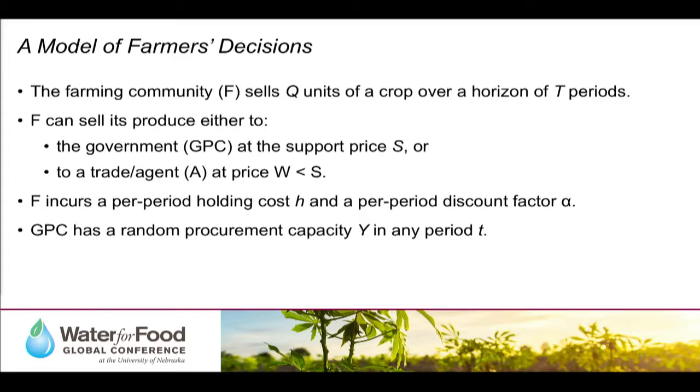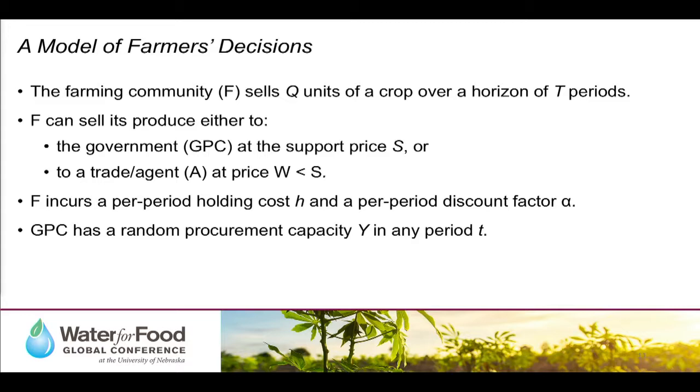The farmers can sell their produce either to the government at the support price S, which is already pre-announced, or to an outside agent or a trader at a unit price W, which is strictly smaller than the support price S. The farmers incur a holding cost every day they hold their produce, and also incur a discounting factor alpha. Here, the discounting factor basically takes into account the interest rate borne by the farmers if they get money at some future time. The government has a random procurement capacity in any period t.